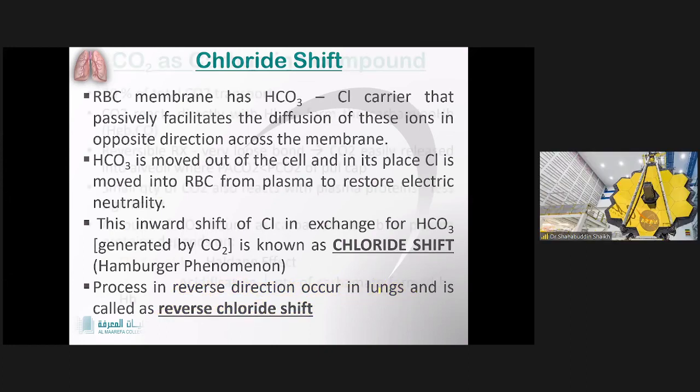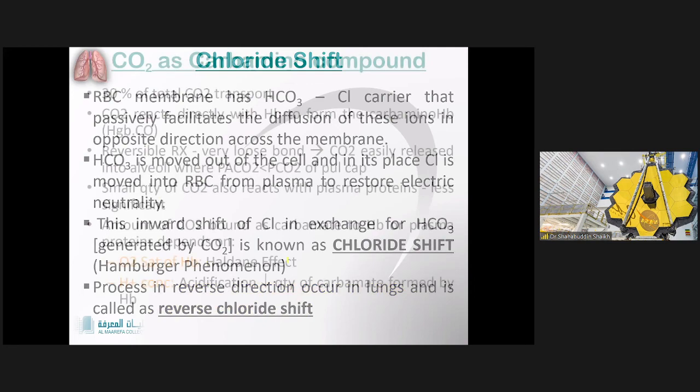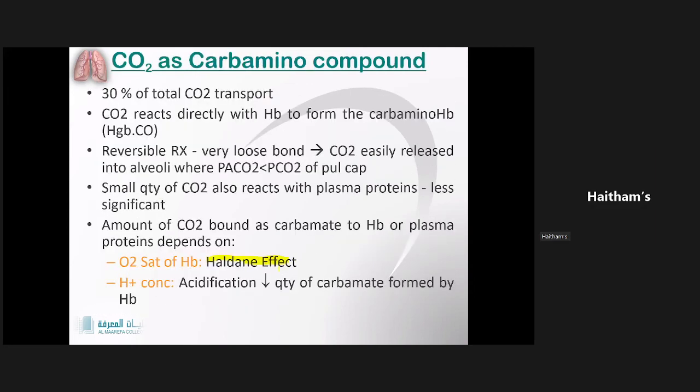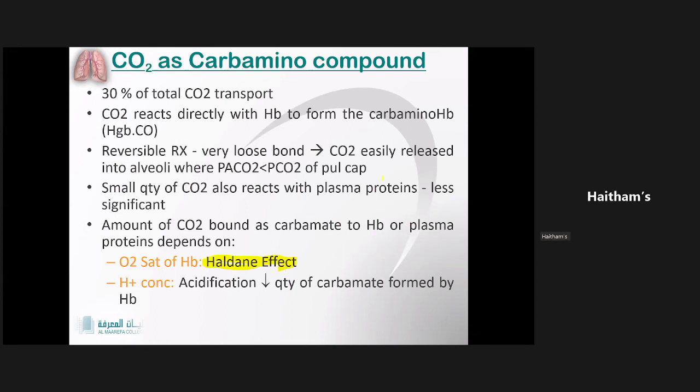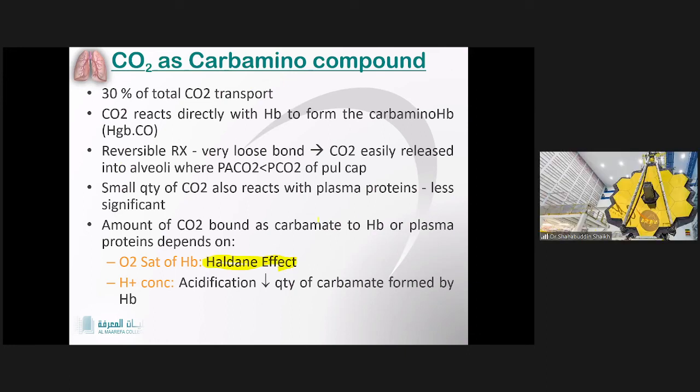Let us go ahead. What is Haldane effect? Whatever oxygen does to the affinity between hemoglobin and CO2. Who said this? Very good. So the answer is whatever oxygen is doing to the carbon dioxide binding to hemoglobin is called Haldane effect.